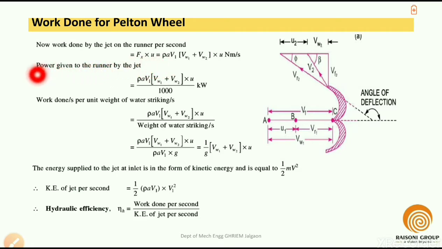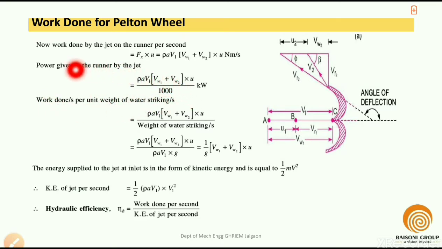So in the form of power, this can be written as rho a v1 (vw1 plus vw2) into u, divided by 1000. If we divide it by 1000, then this joule per second will become kilojoule per second, and the kilojoule per second is also known as the kilowatt. So in the form of power, which is generally expressed in kilowatt, we can write this equation like this.